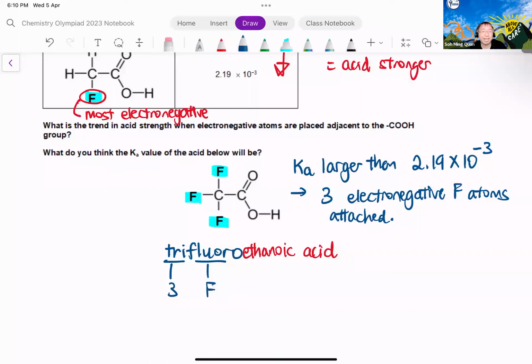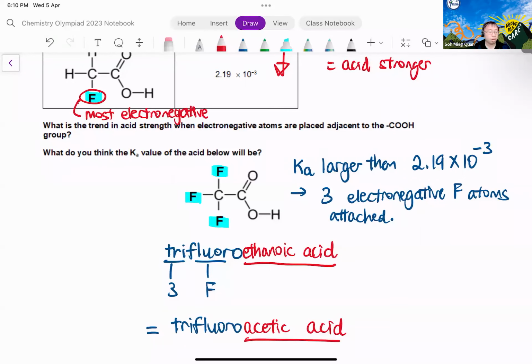Now, this one has a different name also. Okay, organic chemistry is more complicated because it was discovered a long time ago. So organic chemistry has many names for the same thing. So trifluoroethanoic acid is also known as trifluoroacetic acid. Okay, so for my Sec 4 students, we are going to do organic chemistry soon. Whenever you see "ace", it means the same thing. Ethanoic acid, acetic acid, they are the same thing. Equals. Okay, it's the same thing.